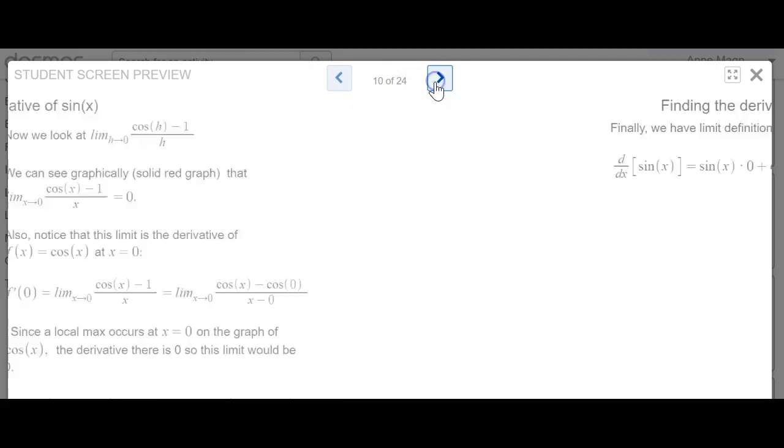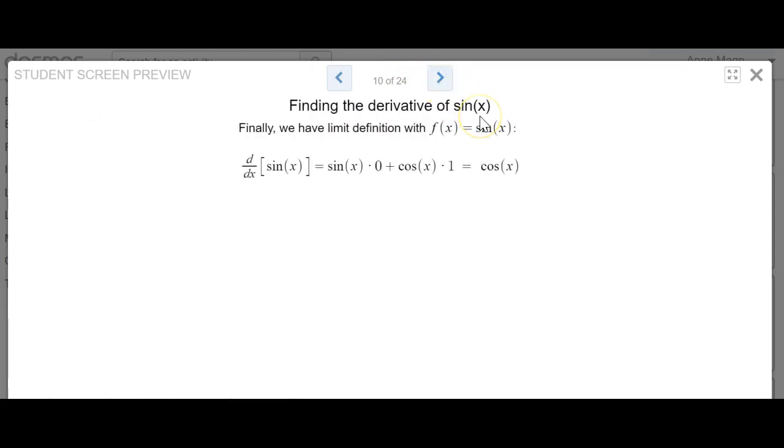So now back to our sine derivation. We had sine x times 0, which was that limit we just looked at, plus cosine x times the limit of sine h over h. We determined that went to 1. So this just turns into cosine x. So the derivative of sine x is cosine x.